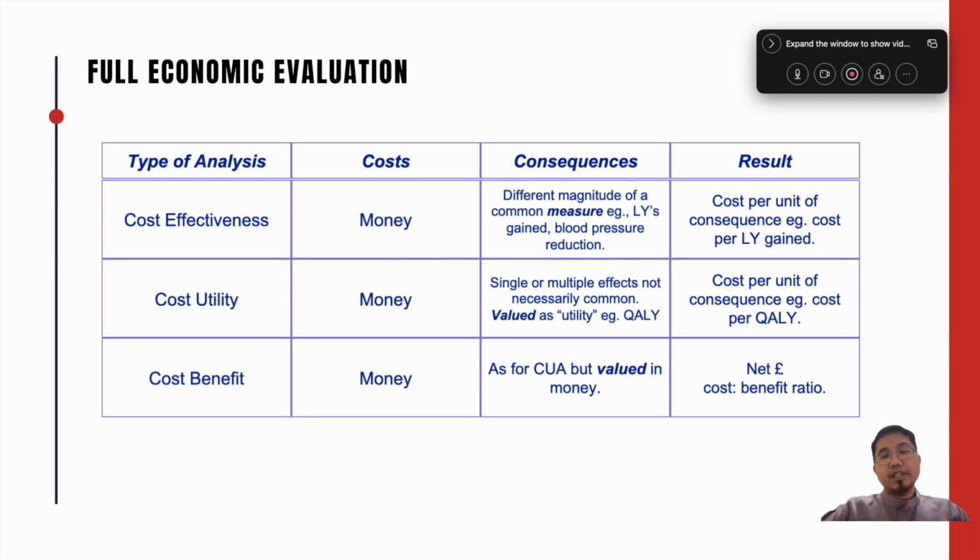But cost benefit is actually different from cost effectiveness and cost utility. It compares both cost and consequences in monetary terms. I mean the health outcome is all valued in money. So basically with cost benefit we can compare apples to apples because it is money to money, right? And also health policy makers love to look at this monetary outcome. Then the result is the cost benefit ratio.